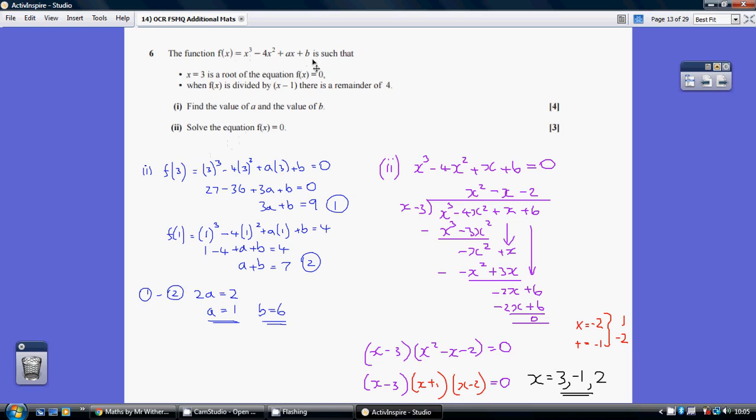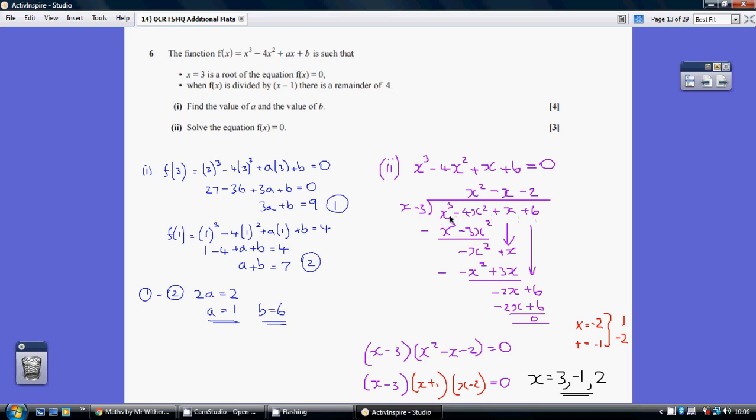So we're going to have to be able to fully factorize this to start with. How do we do this? We need to break this cubic down into a quadratic and a single linear bracket. So we are going to choose to divide our function. Remember, of course, we now know that a is 1 and b is 6. So I'm going to divide my function by a factor.